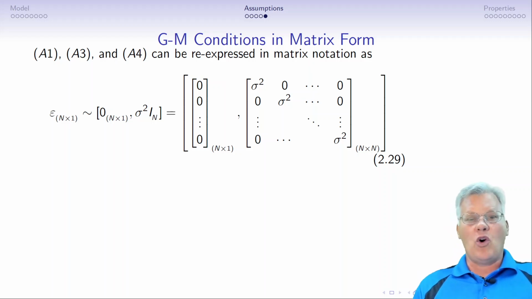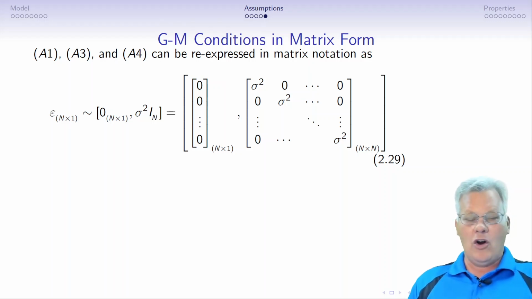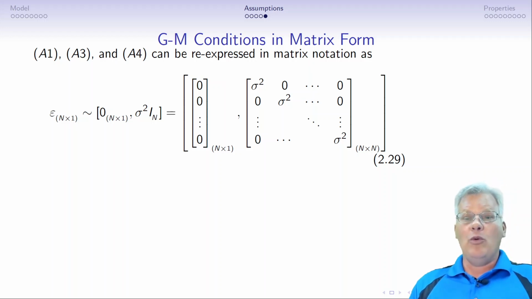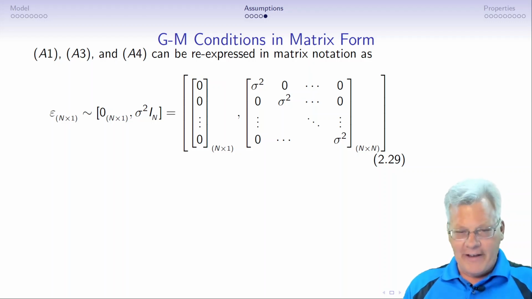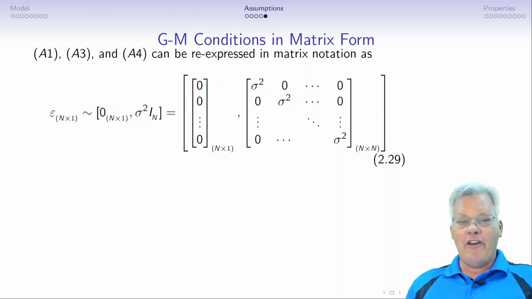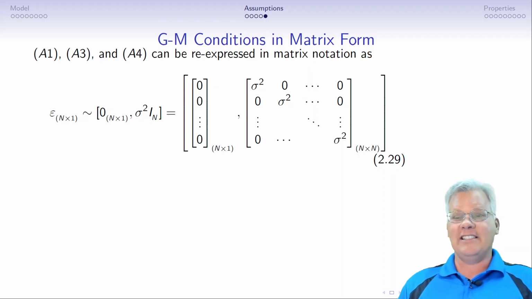Now we can describe these conditions in matrix form more compactly. So conditions 1, 3, and 4 can be re-expressed in matrix notation by the following expression. The column vector of the epsilons, it's a column vector, so it has n rows in one column. It has a statistical distribution with a mean of a column vector of 0 and a variance-covariance matrix that's given by sigma squared times I sub n.